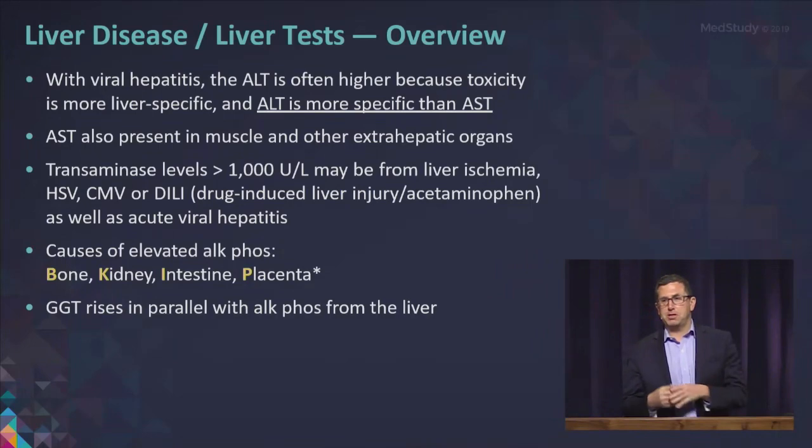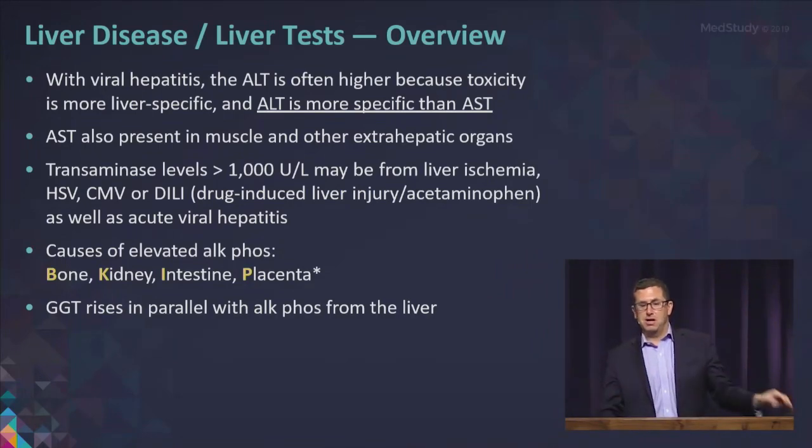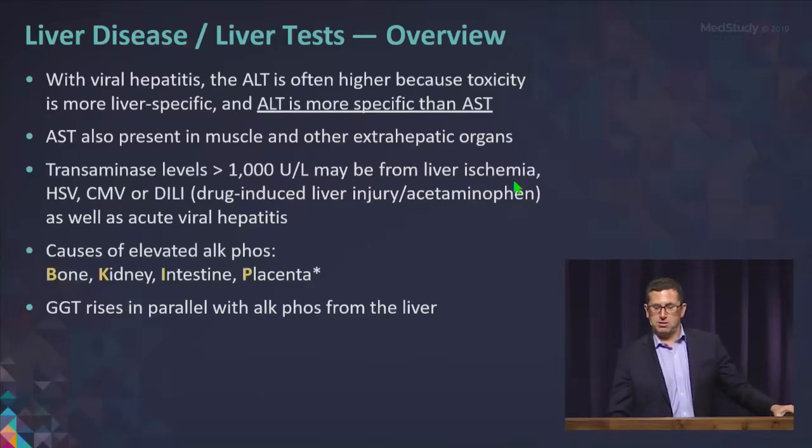And if you see a patient with transaminases in the thousands, there are really not that many things that could do that. So liver ischemia, HSV, CMV, a drug reaction, and acute viral hepatitis would be your main differential for AST, ALT in the thousands.